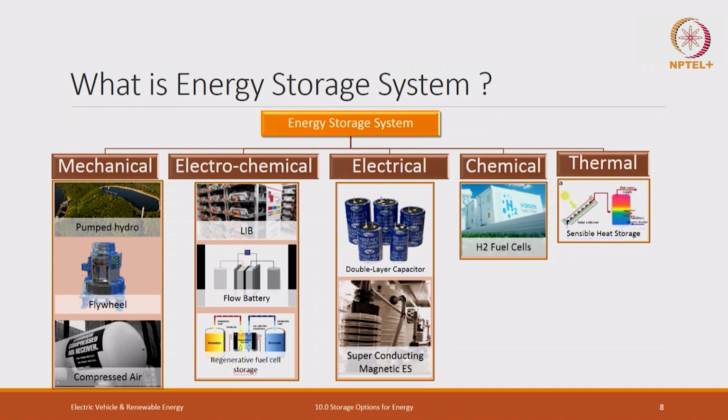So there are 3-4 stages of conversion, and generally the efficiency of such systems is close to 60-65%. For any mechanical energy storage, the end to end energy efficiency would be around 60-65%, 70%, not more than that.